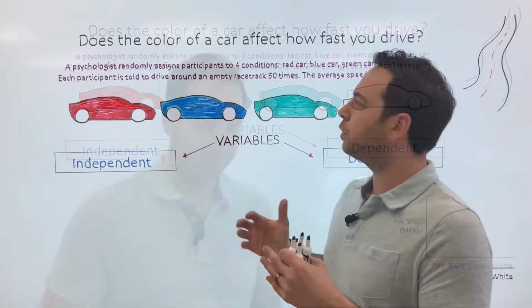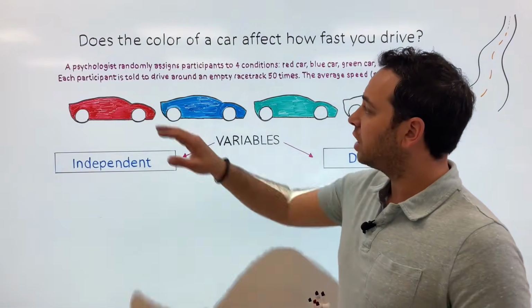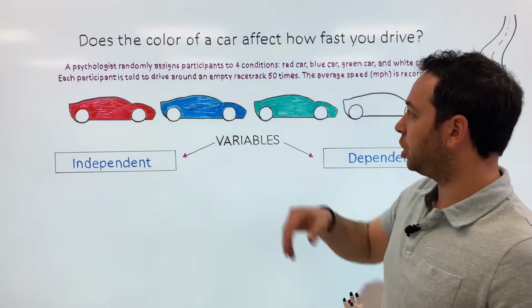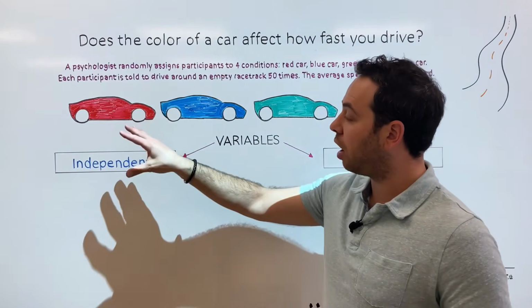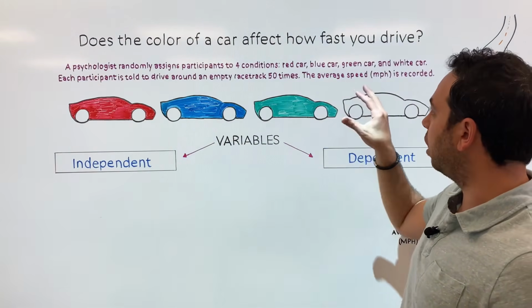All right, so let's first understand the design of the study. A psychologist randomly assigns participants to 4 conditions: a red car, a blue car, a green car, and a white car.